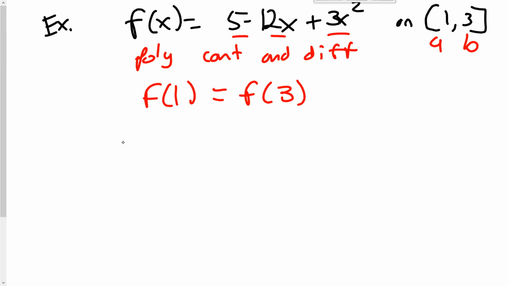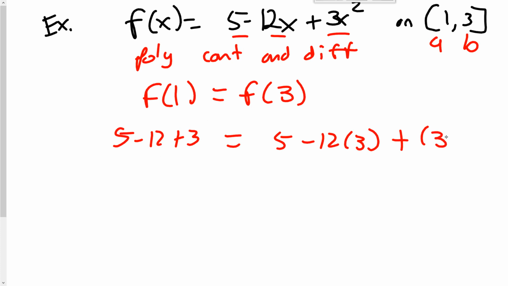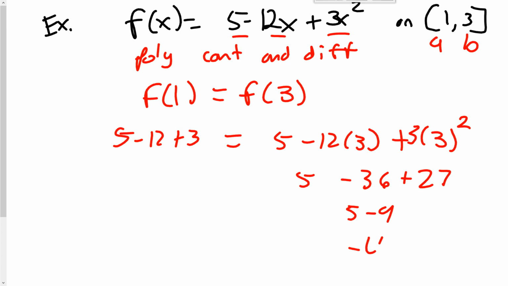So I plug those in. All right, so I get 5 minus 12 plus 3. Is that equal to 5 minus 12 times 3 plus 3 squared, then times 3? So I'm plugging in my a and I'm plugging in my b and seeing if they come out the same thing. All right, so this is 27 minus 36 plus 5, so that's negative 9 plus 5 is negative 4. And so we're going to see if this is true. All right, this is 8. 8 minus 12 is negative 4. Negative 4 equals negative 4. So now we can go ahead and use Rolle's theorem.